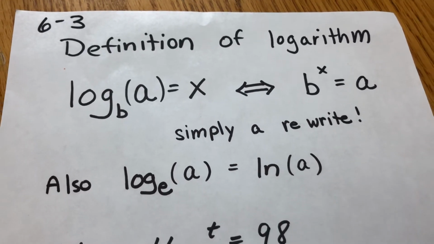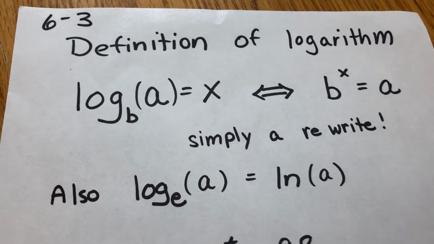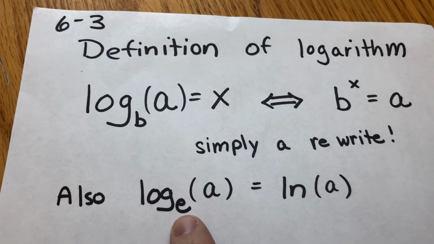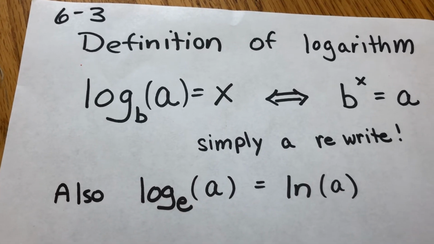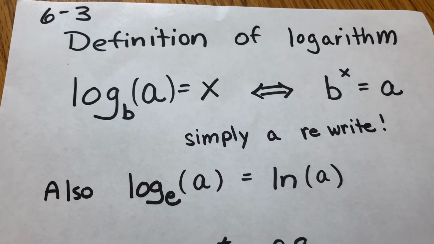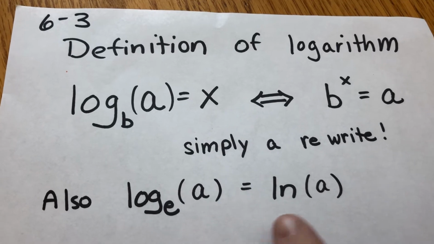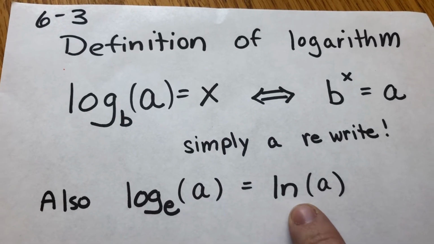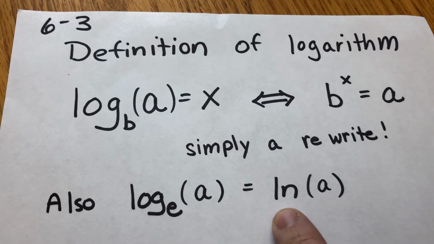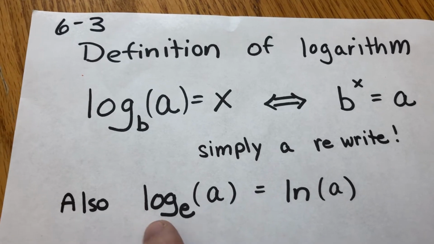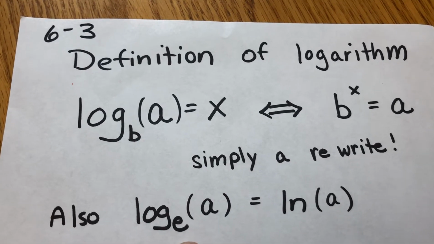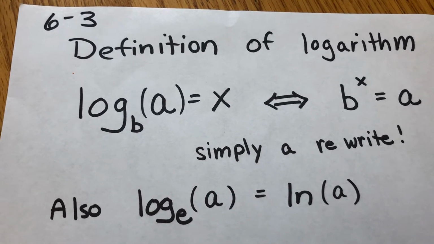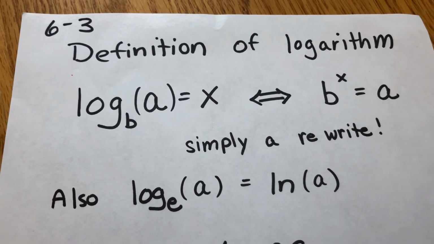So that's the basics. And then the other thing about this is that e, that base that we came up with, that special number 2.7 something, is a special base, and it's called a natural base, and it goes with a natural logarithm. So whenever you see ln, it's just a different way to write log base e, and e is that special number 2.7 whatever.